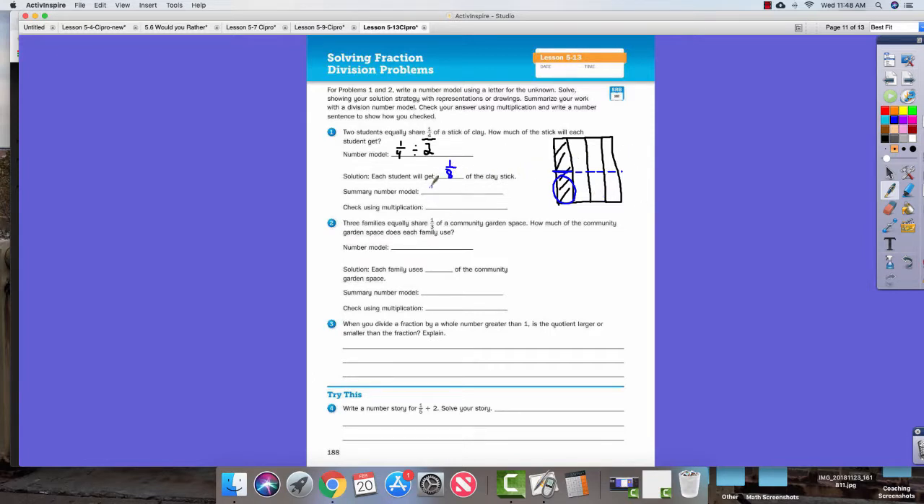So 1/4 divided by 2 is 1/8. Okay, so again, that's just a quick review on how we can divide a unit fraction by a whole number. Okay, so I hope that helps.